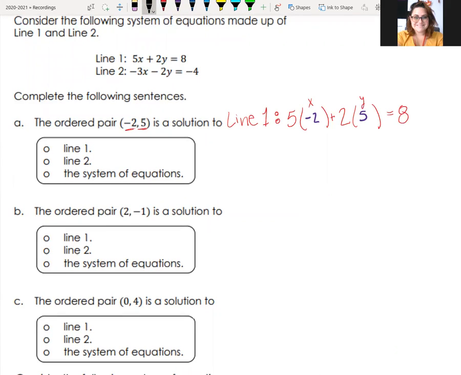So what is 5 times -2? -10. What is 2 times 5? 10. And we're still seeing, does it equal 8? -10 plus 10 gives us 0, which definitely does not equal 8. And since it does not equal 8, then line 1 is not an answer.